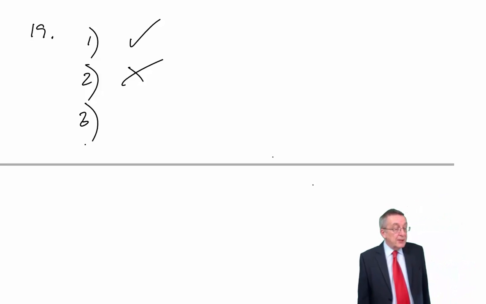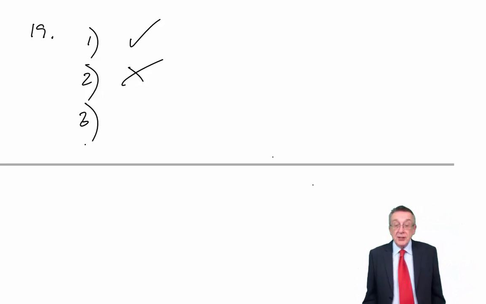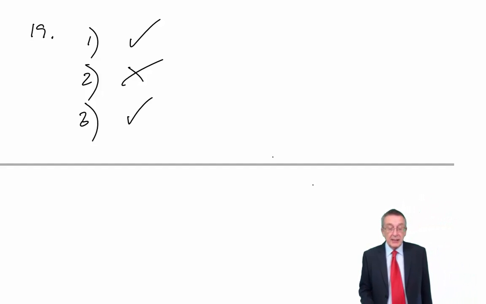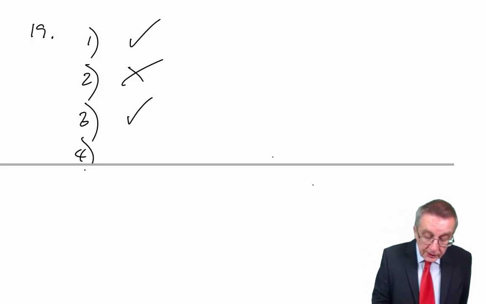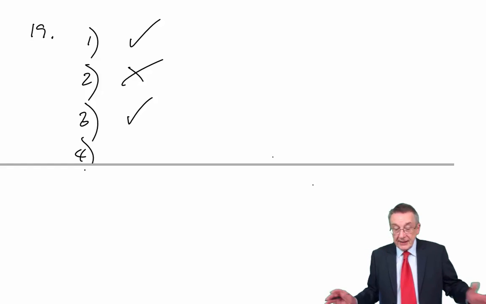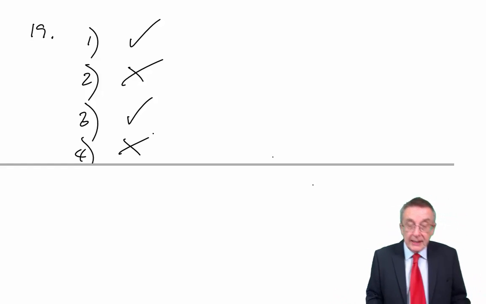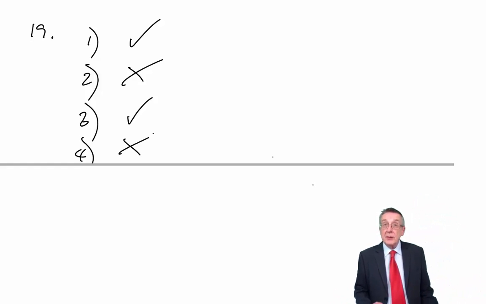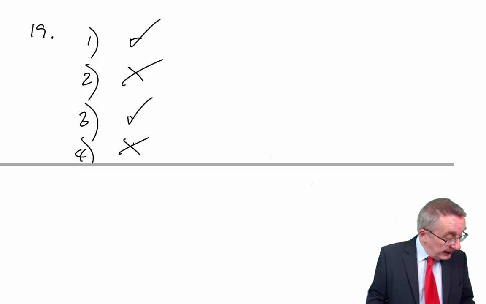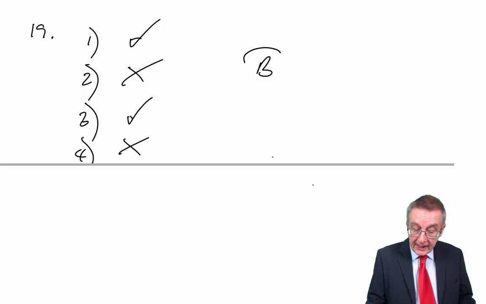3, depreciation of factory plant, factory machines, yes. It's an expense of the factory and should be included. Number 4, general admin overheads. Admin, things like the accounts department. It's not a manufacturing cost, we don't include it. So it's 1 and 3, it's B.